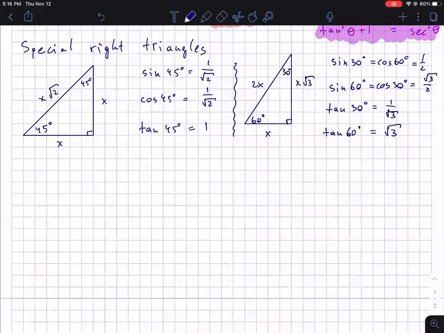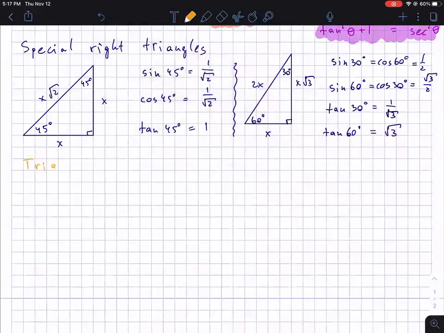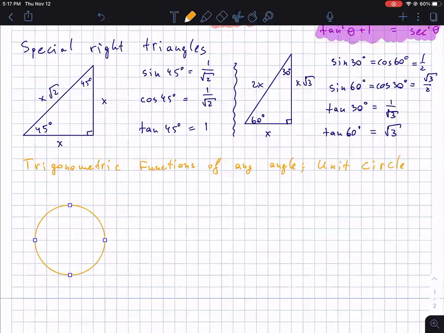Now I'm going to give you trigonometric functions of any angle. Trigonometric functions and the unit circle. So what do we start with? We draw a unit circle, and the radius of the circle is 1.